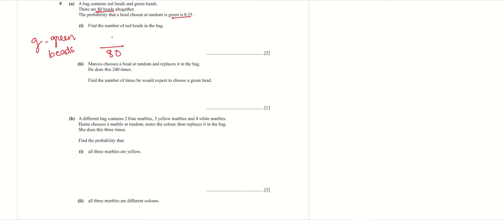So G is the number of green beads out of the total number of beads, that is 80, equals 0.35. So what is the number of green beads? G equals 0.35 multiplied by 80. That will be equal to 28.